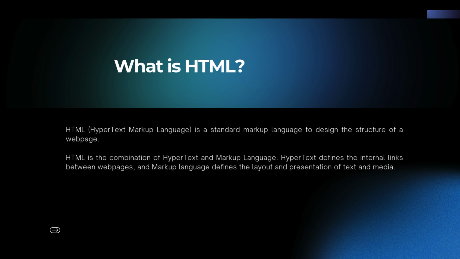What is HTML? In simple language, HTML can be defined as Hypertext Markup Language. That's the standard markup language that is used to design and structure a web page. HTML is a combination of hypertext and markup language. The hypertext defines the internal links between web pages. Markup language defines the layout and presentation of text and media.